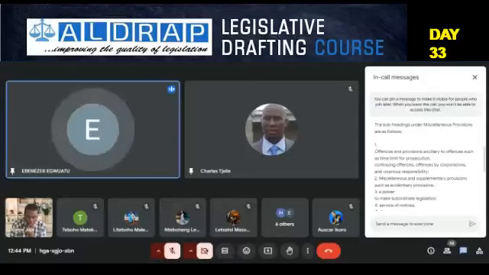Then we also have issues of notices. Even notice for meetings for statutory bodies. If they are going to have a meeting, what is the mode of conveying the notice for that meeting? Who is responsible for issuing that notice? What is the duration of that notice? Issues of quorum are all here.